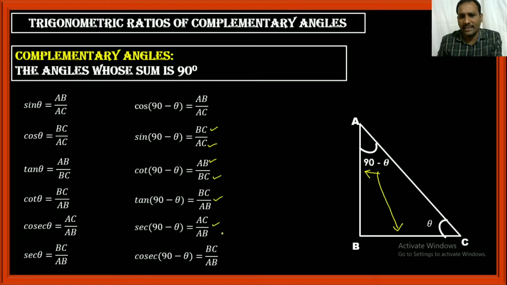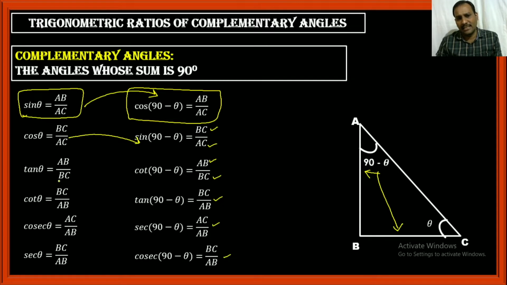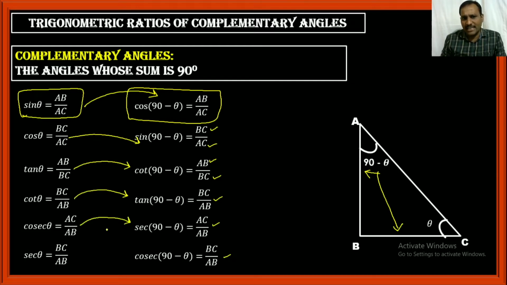Now, did you observe anything in these 12 ratios? Yes, think for a while. Here, sine theta is equal to cos 90 minus theta, and cos theta is equal to sine 90 minus theta. Tan theta is equal to cot 90 minus theta. Similarly, cot theta is tan 90 minus theta, cosecant theta is secant 90 minus theta, and secant theta is cosecant 90 minus theta, and you can take it vice versa.